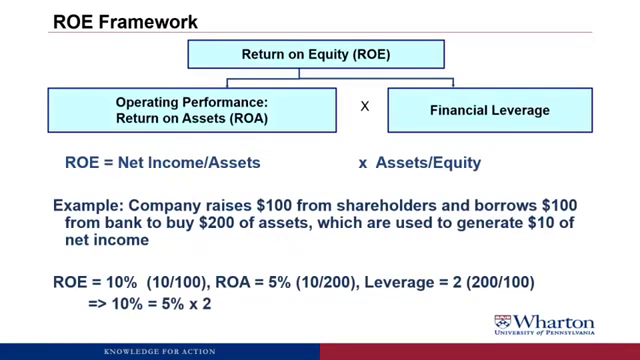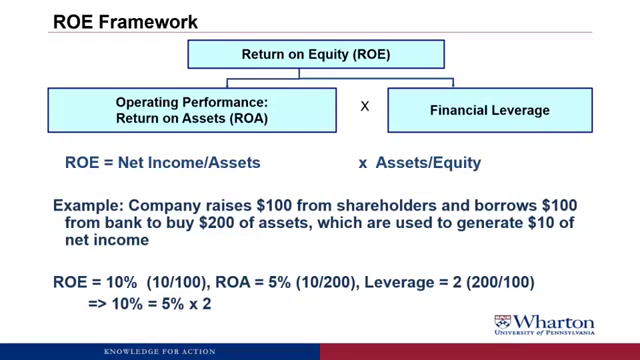Let me show you a picture to tie these together and do an example. So we've got return on equity as our sort of bottom line return on investment measure, and that can be split into operating performance, return on assets, and financial leverage. So ROE equals net income over assets times assets over equity. You can see how that works. The assets would cancel, and so you'd have net income over equity.